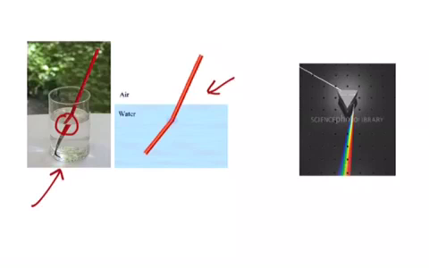Here's another example that you've done in class. When you shine a light beam into a triangular prism, a piece of glass here, that light gets bent as it goes through the glass and actually gets broken up into its different component colours in the spectrum. So refraction is happening in this case as well.